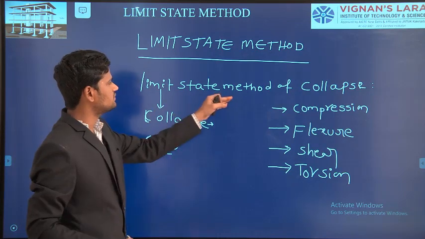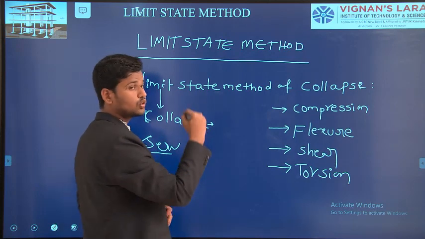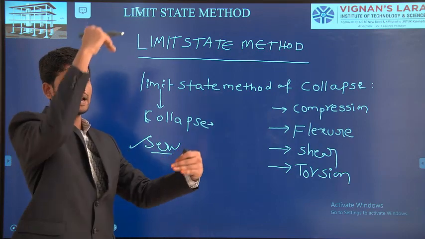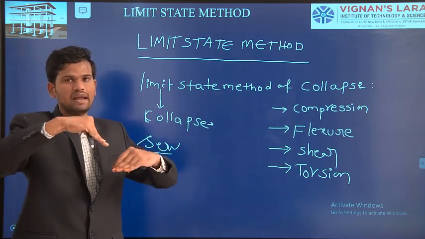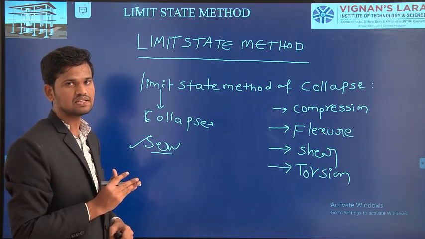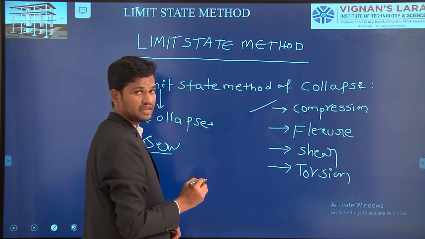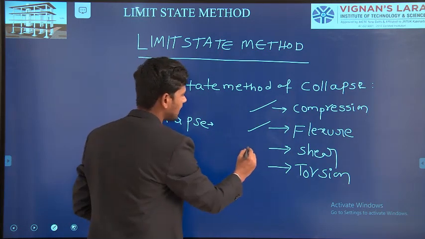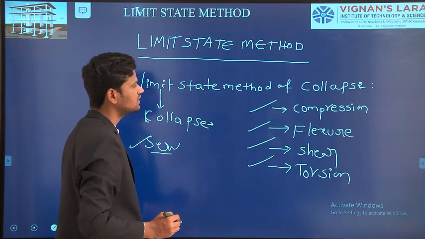Limit state method of collapse under flexural condition; flexural condition means due to bending. Suppose I am taking this concrete member and applying the load. Due to this application of the load, the member may bend. In bending condition, we are discussing how the various types of forces come on the structure. Under flexural condition, the member may experience compression, flexure, shear, as well as torsion.